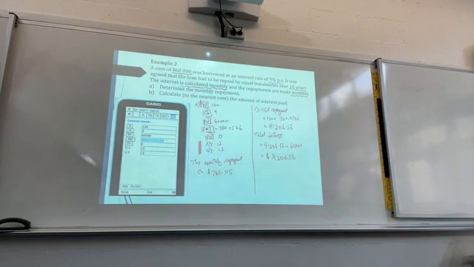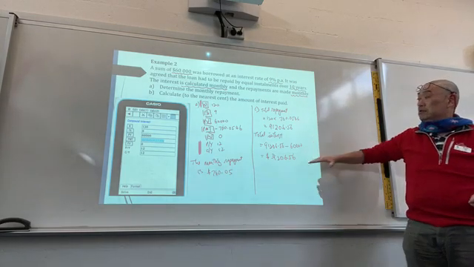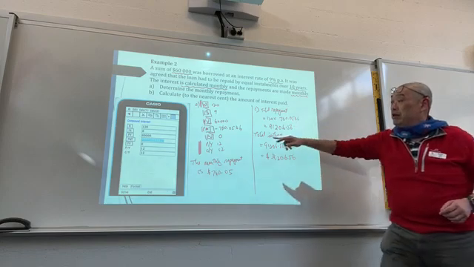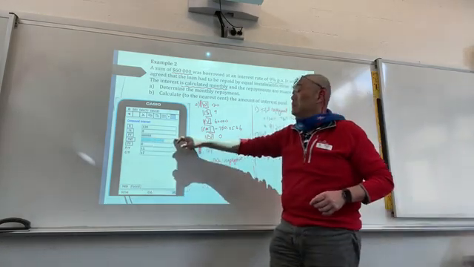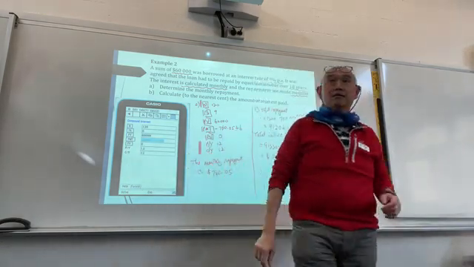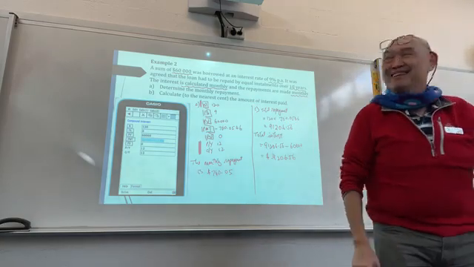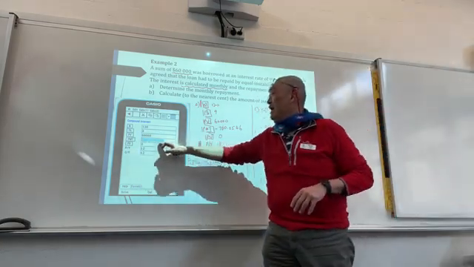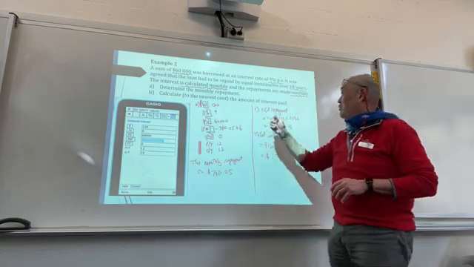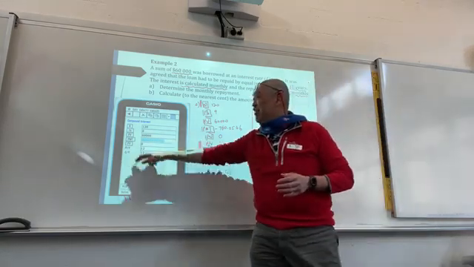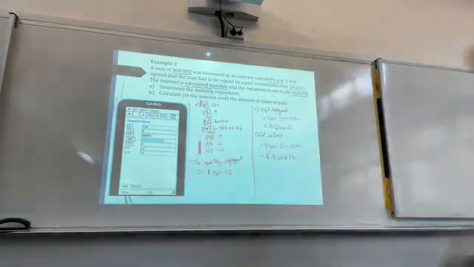Alright, give your answer in 2 decimal places. So work out the total repayment, take away the total interest. Alright, total repayment is 120 times the monthly installment, take away the amount borrowed. Any question here before I move on to example 3?